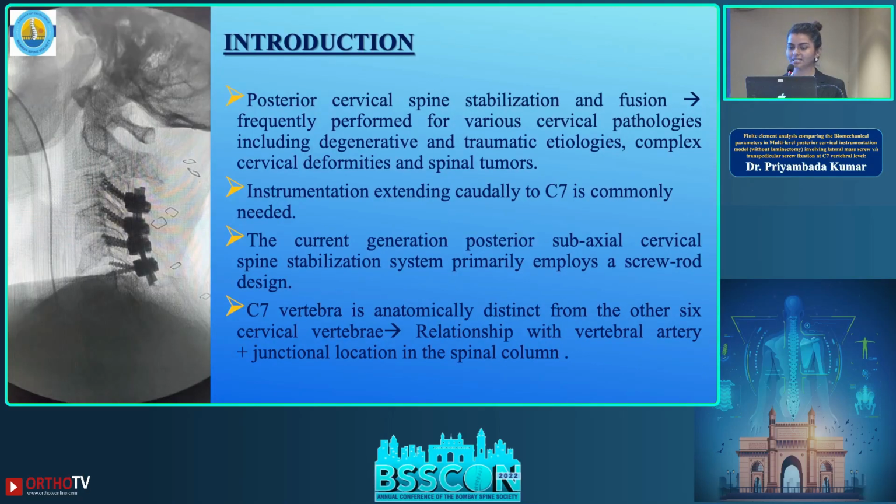Posterior cervical spine stabilization and fixation is a frequently performed surgery for various cervical pathologies, and instrumentation extending caudally up to C7 is frequently needed. The current generation instrumentation techniques primarily employ a screw rod design. The C7 vertebra is anatomically distinct from the other 6 vertebrae due to its relationship with the vertebral artery and its junctional location in the spinal column.